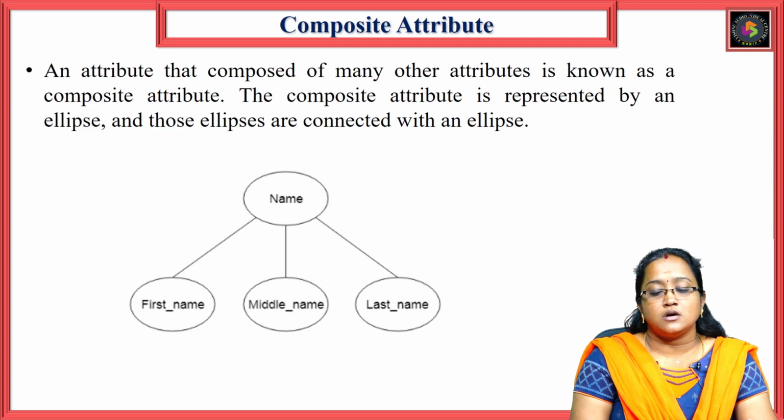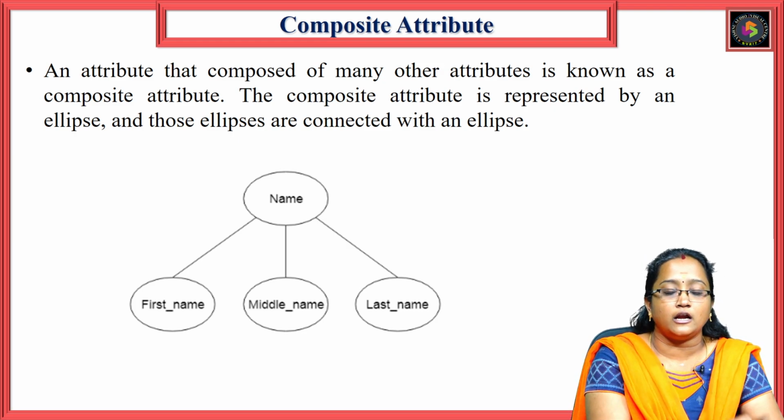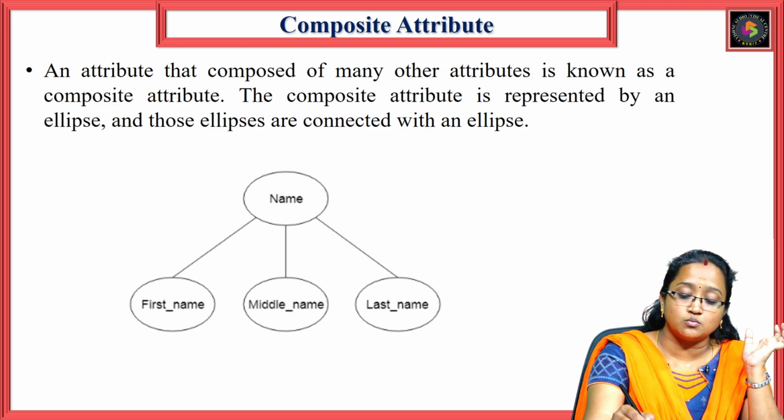Next one is composite. Composite means many other attributes are associated with one attribute. Here we can take name as one attribute.